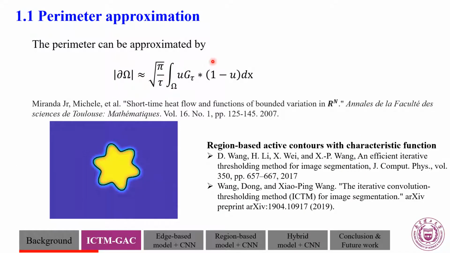Our motivation is based on this work. Miranda et al. proposed a characteristic function-based approximation to the region boundary. Let me give an intuitive explanation. We want to diffuse the heat from the outside to the inside. As we know, the diffusion of heat can only be on the boundary. Thus, in a very short time, the region of heat diffusion can be used to approximate the boundary. This idea has been incorporated in region-based active contours.